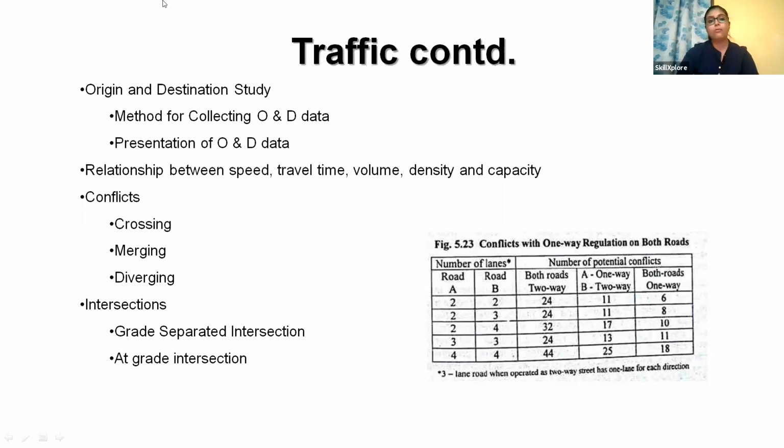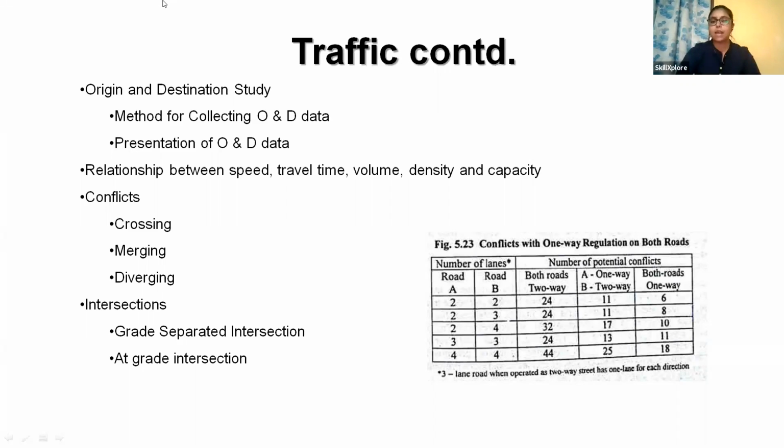Then conflict points. That is one major thing. What are the conflict points? While we are traveling on a pavement, there will be many conflict points. If we are crossing a point, then there will be a conflict. If two ways are merged, then there will be a conflict there. And while diverging, if two ways are there and it is getting diverged, then there will be some number of conflicts. So that we have to study in detail.